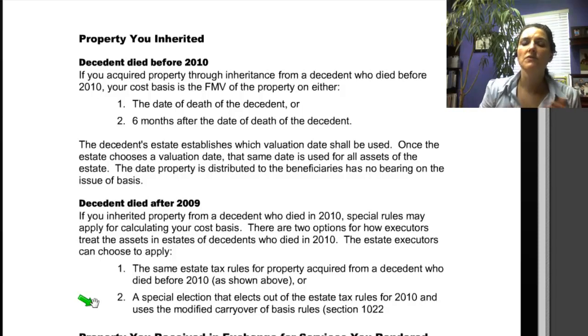Now, essentially, 2010 was the only year in history where there was a repeal of the estate tax. That particular law that was leading towards a complete repeal of the estate tax was signed in by President Bush at the beginning of his administration.